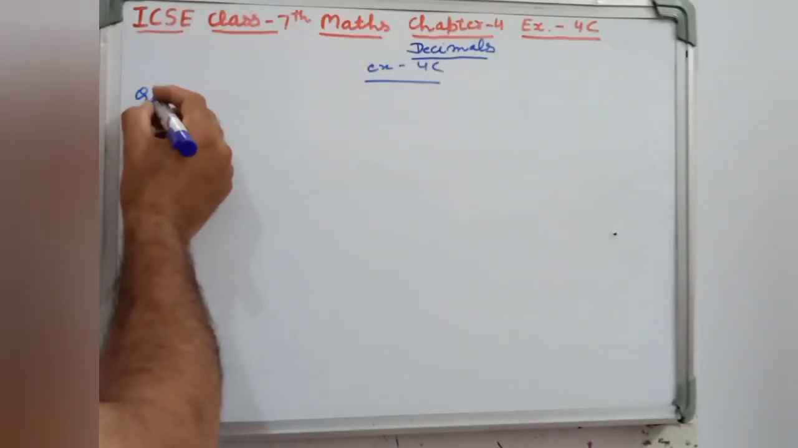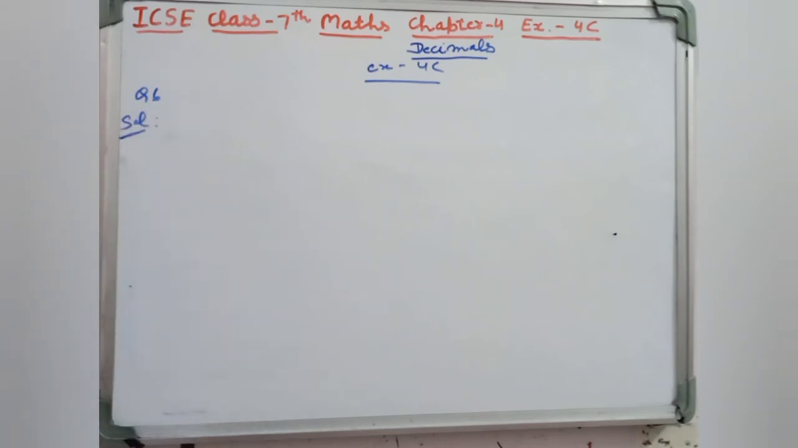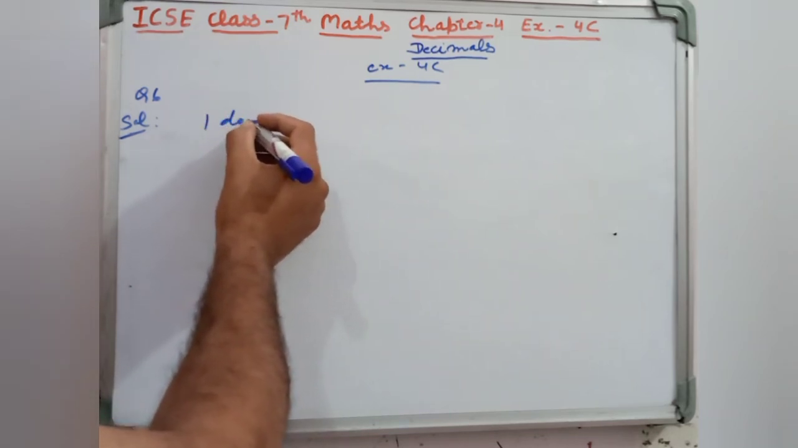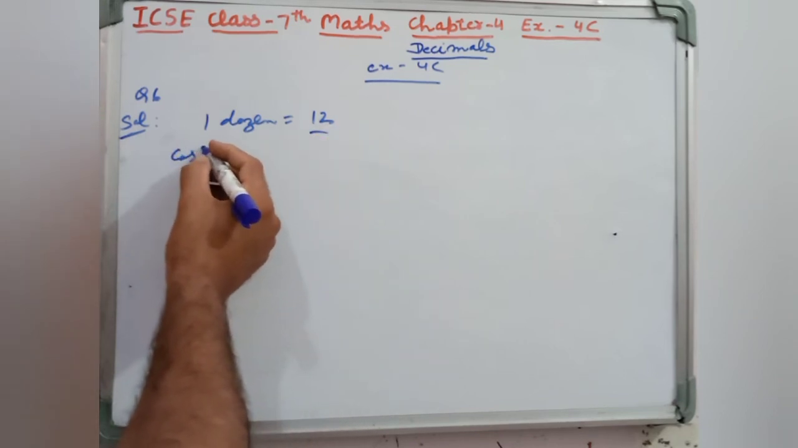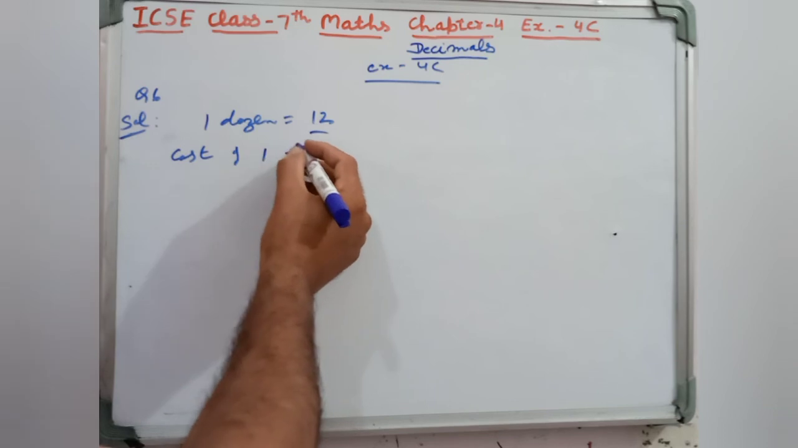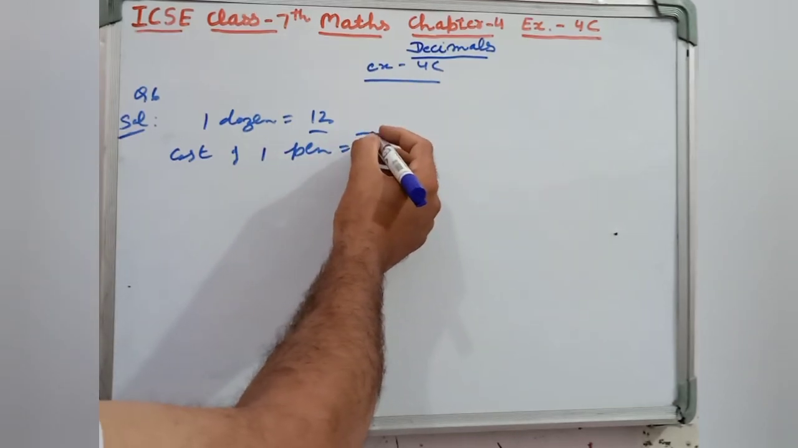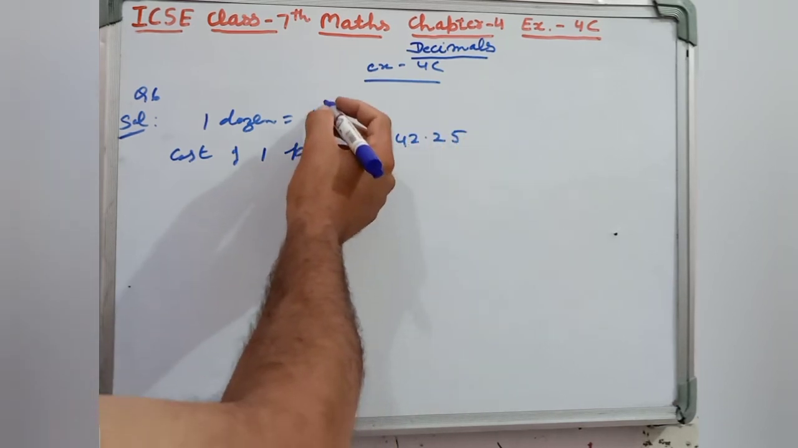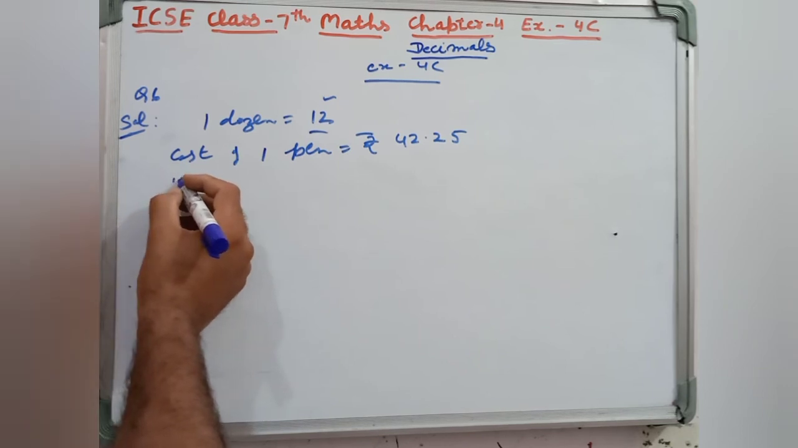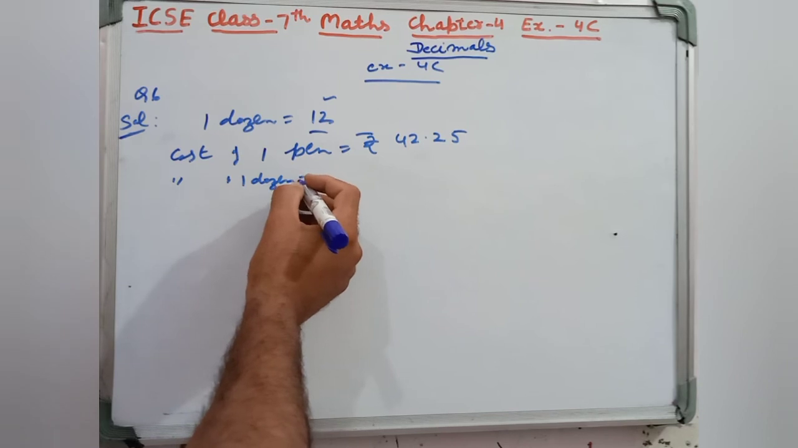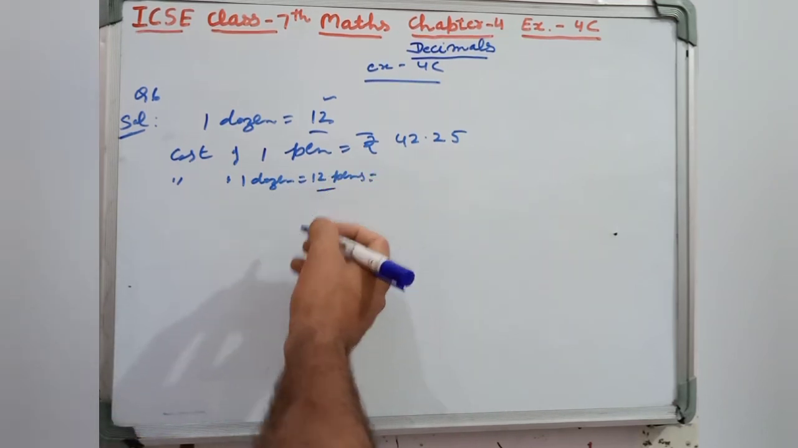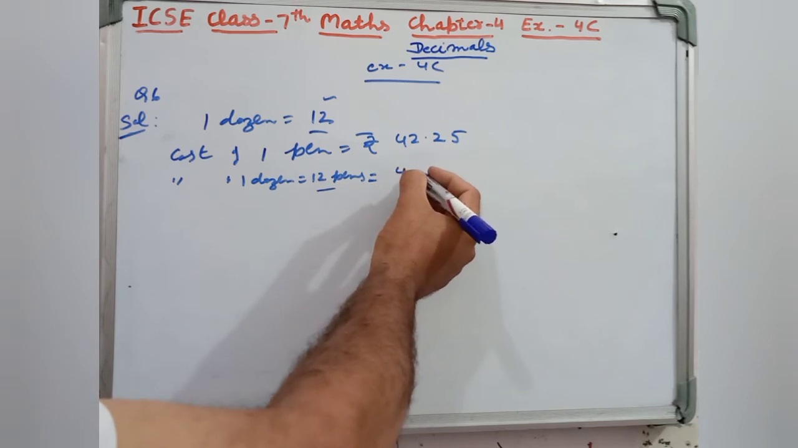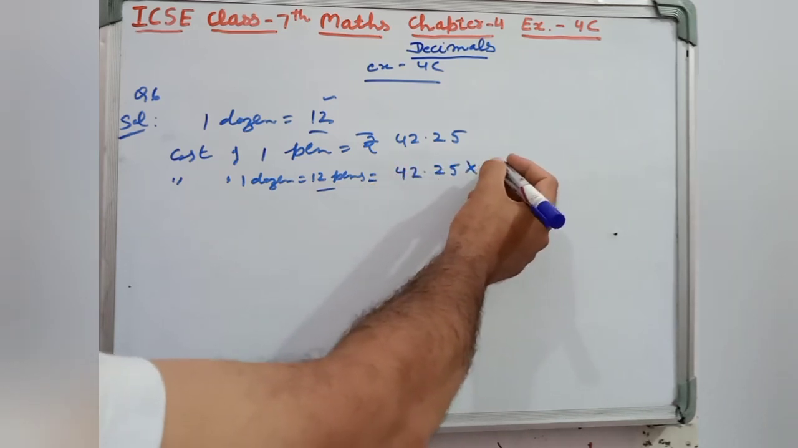The cost of one pen is ₹42.25. Find the cost of one dozen such pens. One dozen is equal to 12, right? So the cost of one pen is ₹42.25. In one dozen there are 12, therefore the cost of one dozen is the cost of 12 pens. So the cost of one pen is less, 12 pens will be more. So for more we do multiplication: 42.25 multiplied by 12.